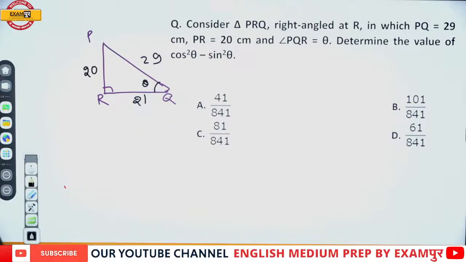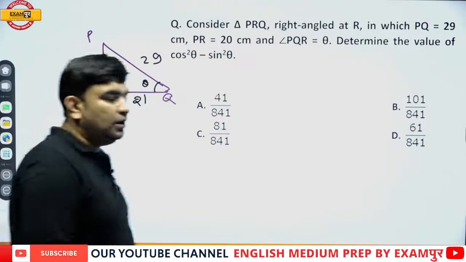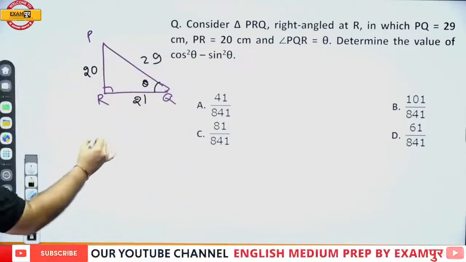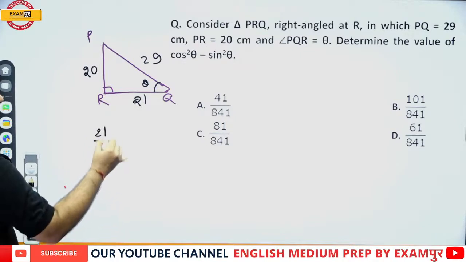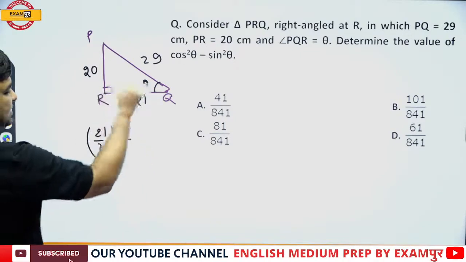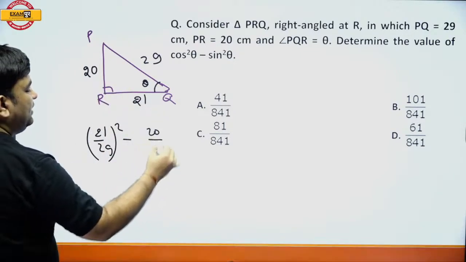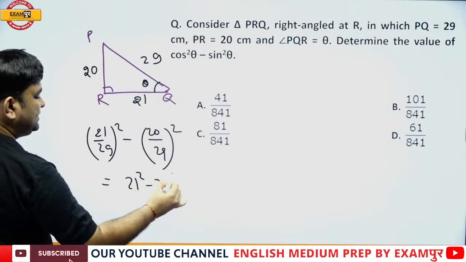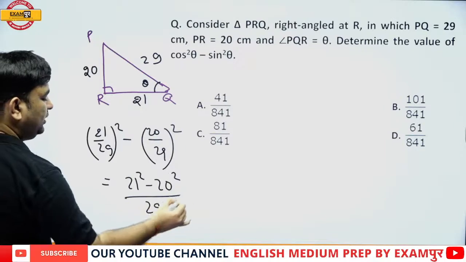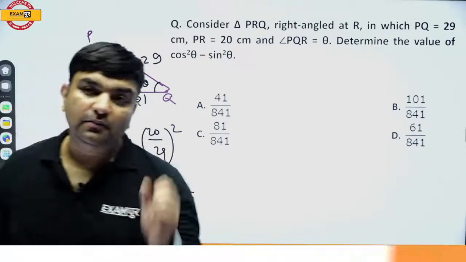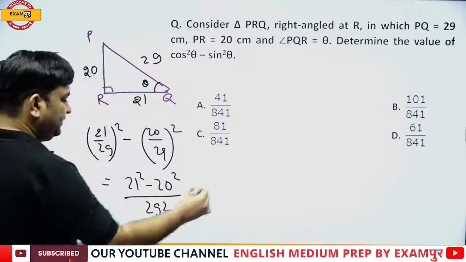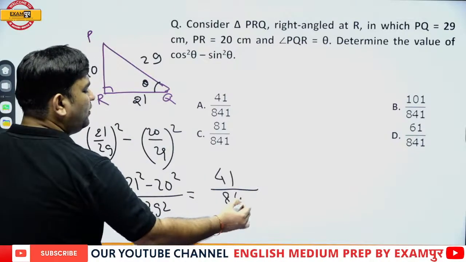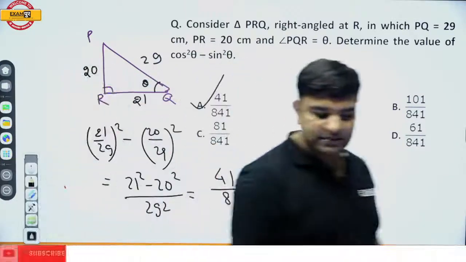Then what is the value of cos square theta minus sin square theta? Guys, what is cos theta? It's 21 by 29 whole square. And what is sin theta? It's 20 by 29 whole square. Very easy problem. So 21 square minus 20 square over 29 square. Now, 441 minus 400 is 41, so it is 41 over 841. This was the easiest of all.